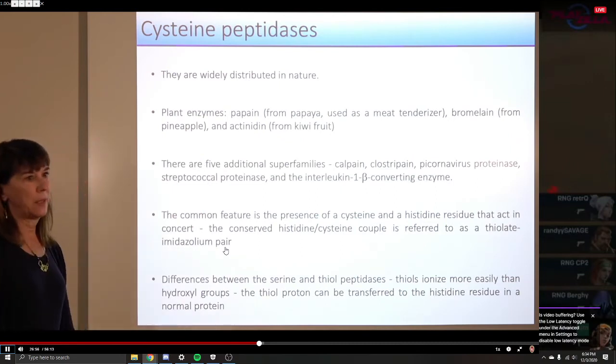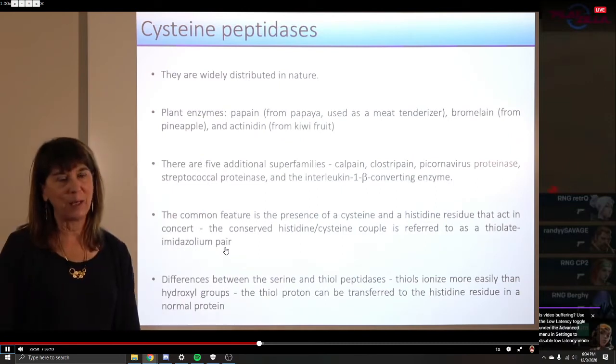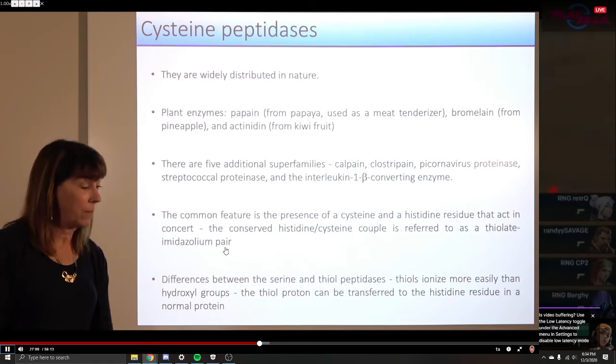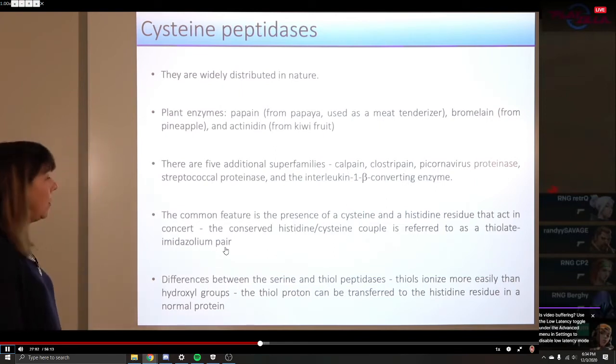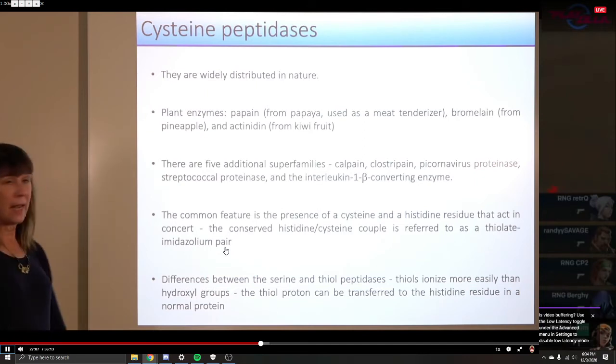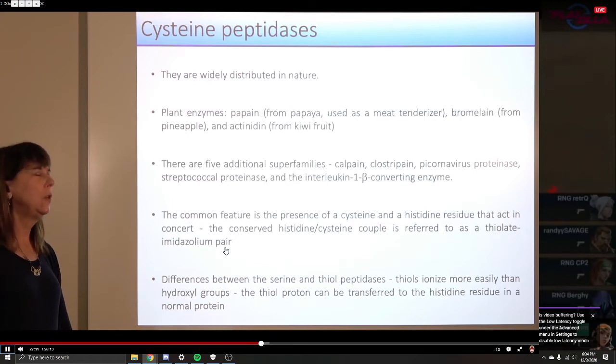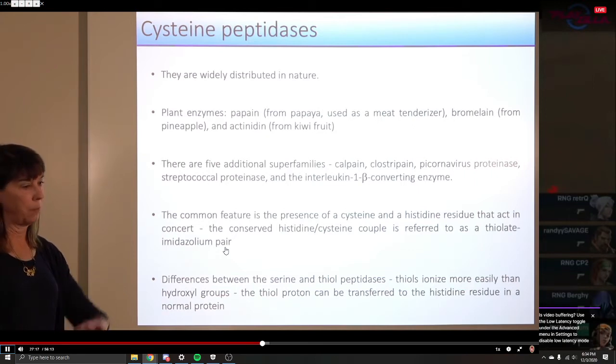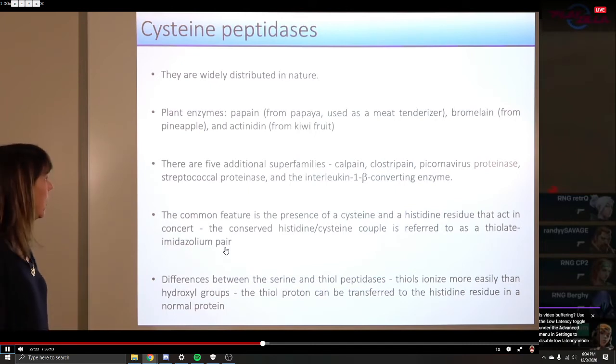So the serine peptidases, we know a lot of information about them, and we're learning a lot more about the cysteine peptidases as well. They are widely distributed in nature. You have plant enzymes, papain. The South American cooks knew for many, many years before the tenderizer industry got involved that if you took papaya juice and put it on meat, it would tenderize the meat. They didn't know why, but they knew it would work. So papaya is used as a meat tenderizer.